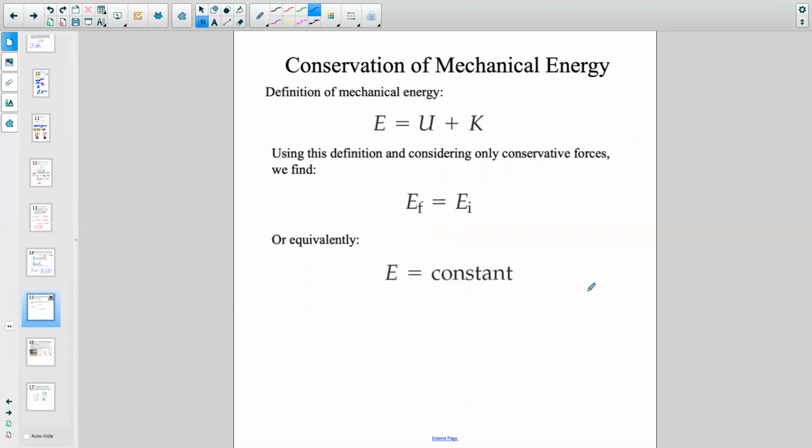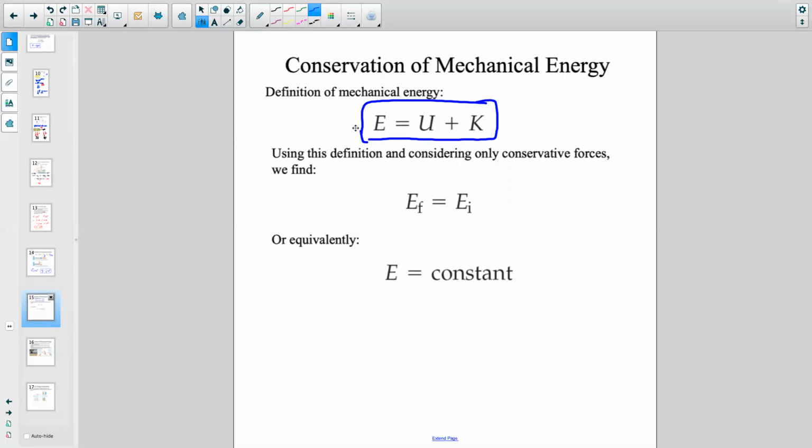From this part of the video on, this is the part where we're going to combine everything: conservation of mechanical energy. The definition of mechanical energy is very easy. Whatever potential energy you have plus whatever kinetic energy you have will be your total mechanical energy. So potential energy plus kinetic energy gives you mechanical energy. Have that in mind.